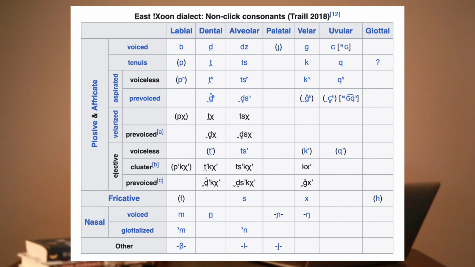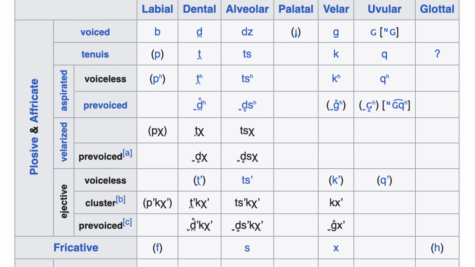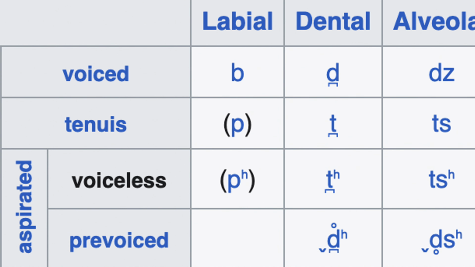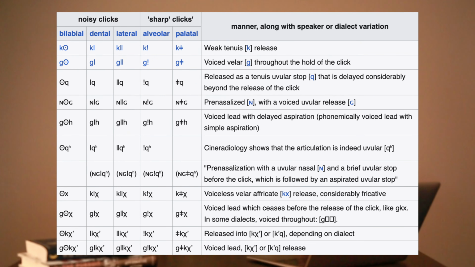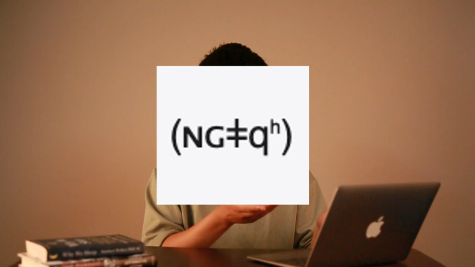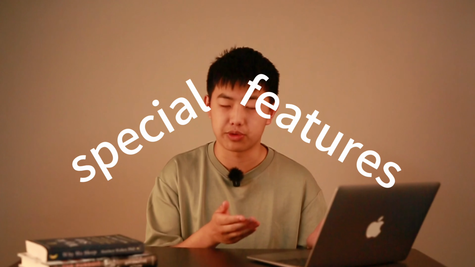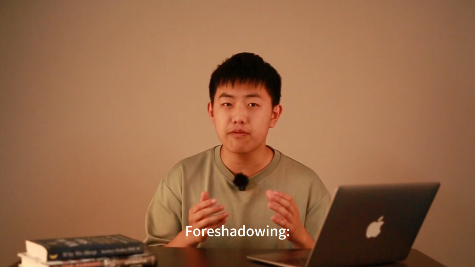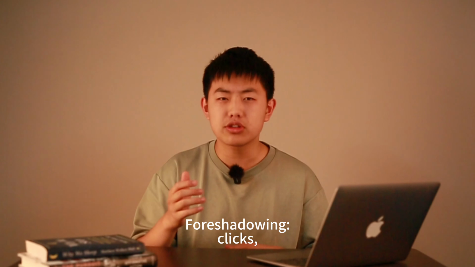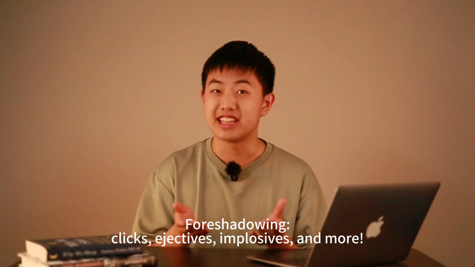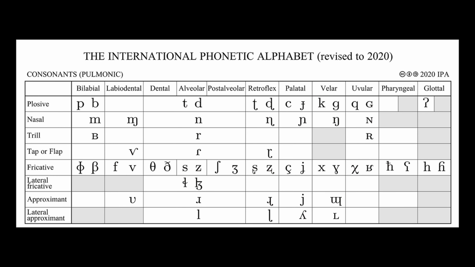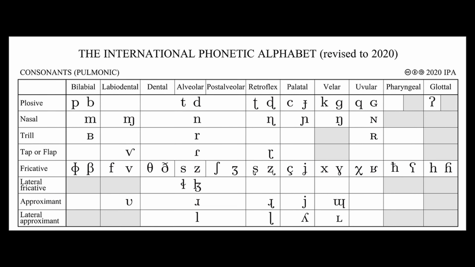And if you take a look at its phonetic inventory, we have, of course, our usual bilabial plosives, alveolar fricatives, and glottal stops. But then what are these? What the heck is this symbol? Well, today, we'll discuss some of the more special features and sounds included within the IPA, and make sure that the information not only clicks, but also that we eject all the confusion that may have so your brain won't implode. Let's get started.